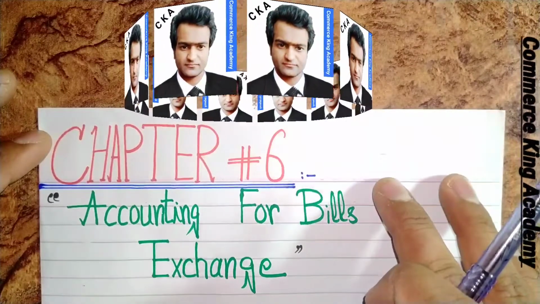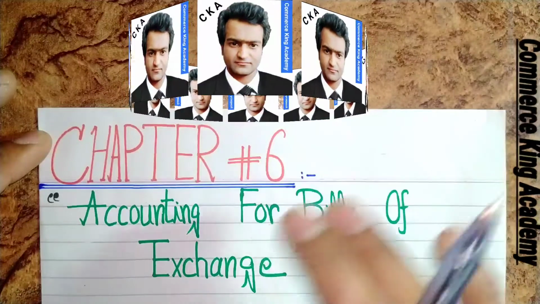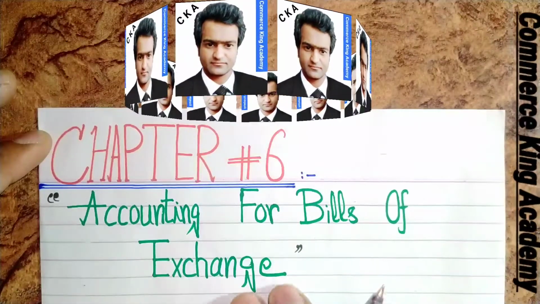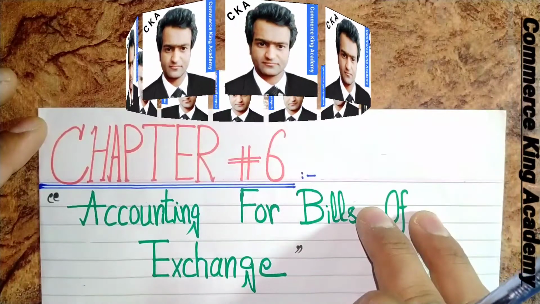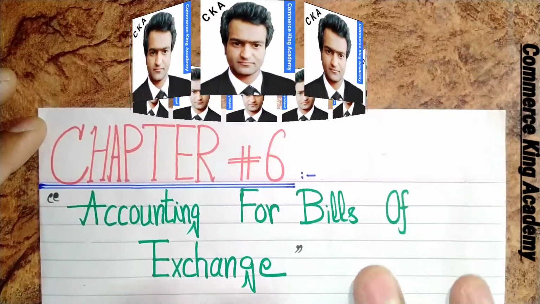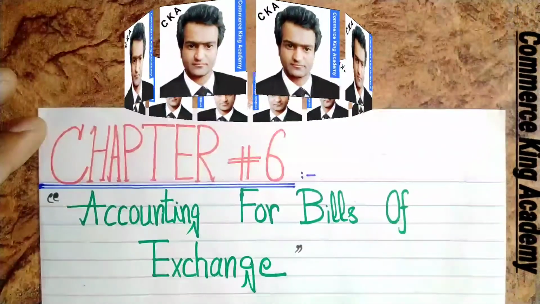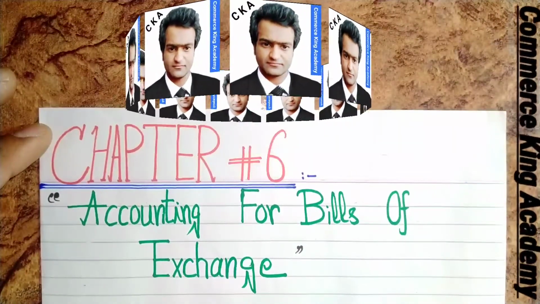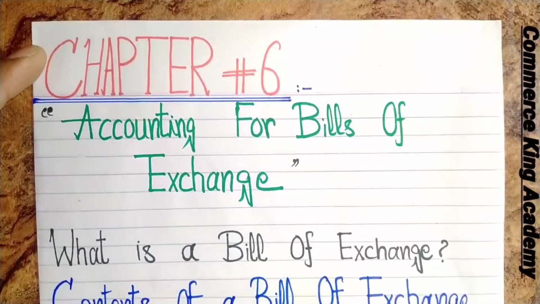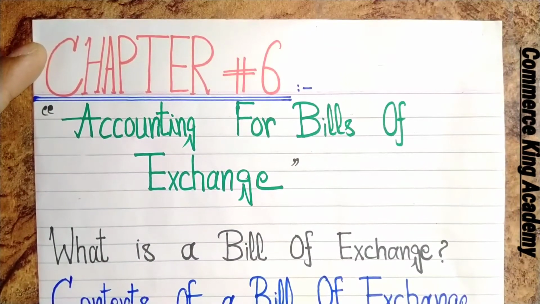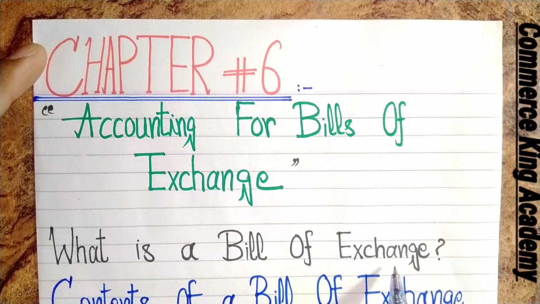Today we are going to discuss chapter number 6. This is the new chapter with the name Accounting for Bills of Exchange. I have designed this chapter in such a way that it will be clear as a piece of cake for the students. Why? I have designed the format of this chapter for discussion. First of all, we will clear what is a bill of exchange.